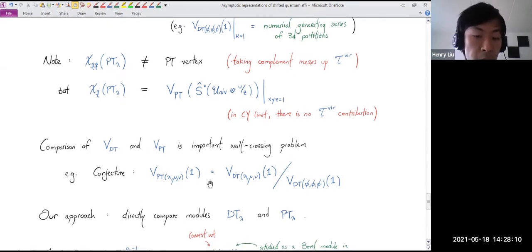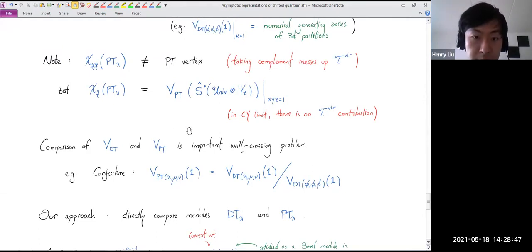And more generally, what happens when you have insertions, even what the form of a relation between DT and PT vertices is, I think even that is a fairly open problem. And in fact, my original interest in all this asymptotic representation stuff stemmed from wanting to understand, if not prove, some kind of relation like this with non-trivial insertions.